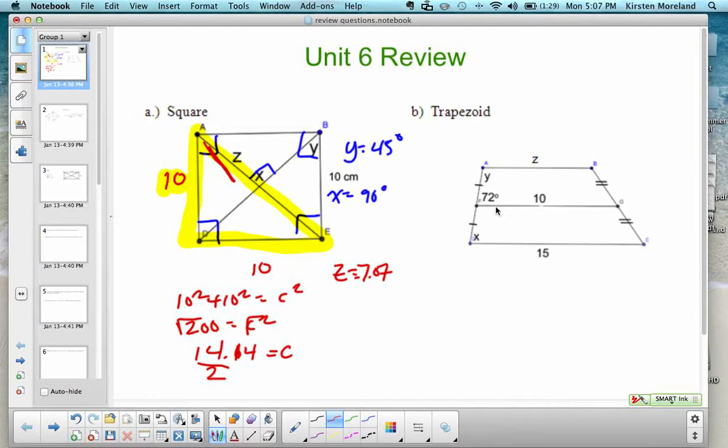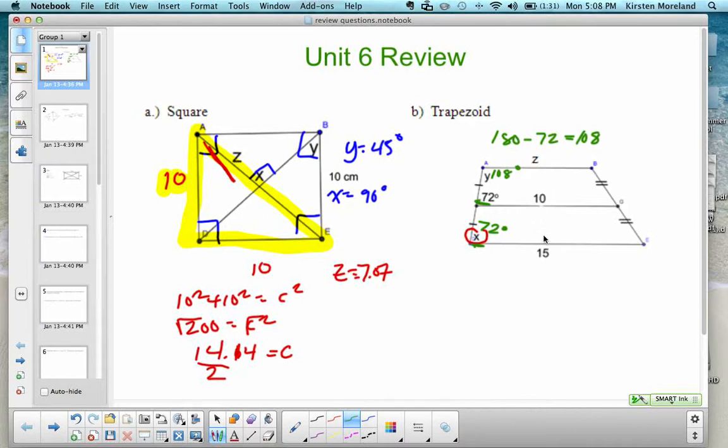Right, now we're going to move on to the trapezoid. The easiest one to find is x. They're corresponding angles, so 72 and x are the same spot, just different levels. So x is 72. Y and 72 are supplementary. Remember, opposite base angles of a trapezoid have to add to 180. So we're going to do 180 minus 72, which gets us 108. So y is 108 degrees.